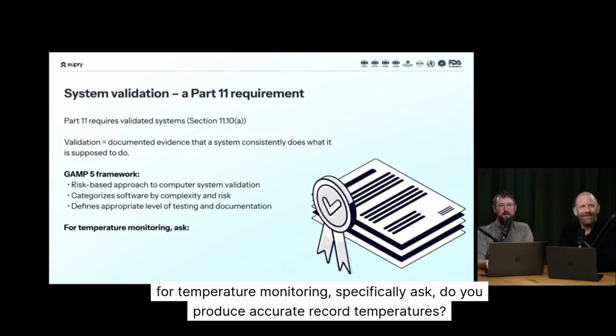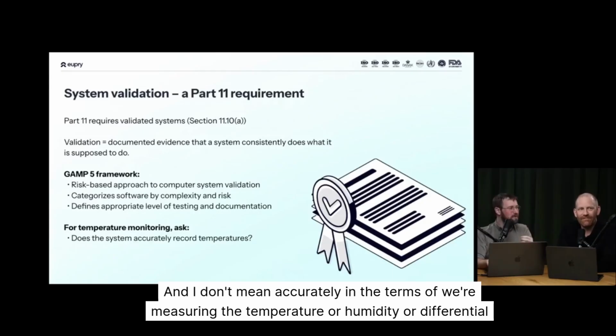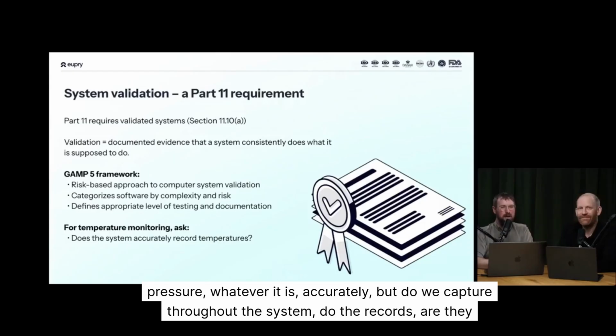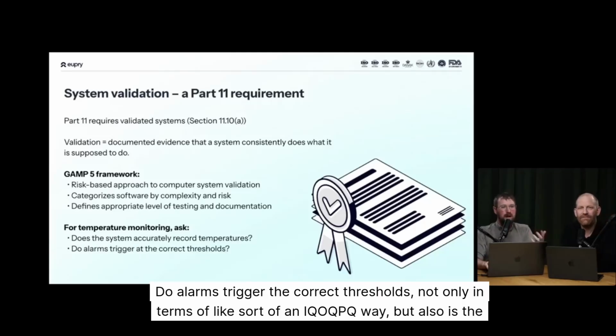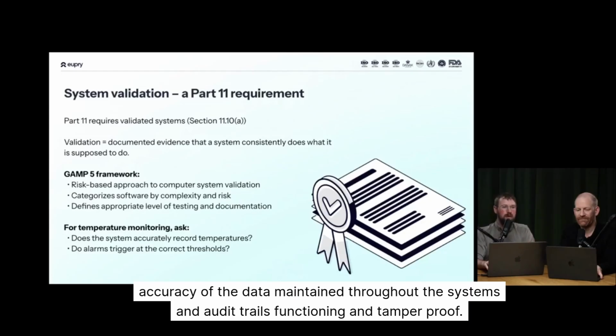So for temperature monitoring, specifically ask, do you produce accurate record temperatures? And I don't mean accurately in terms of measuring the temperature or humidity or differential pressure, whatever it is, but do we capture it throughout the system? Are the records accurately transferred through systems and applied to various export functionalities? Do alarms trigger at the correct thresholds, not only in an IQ, OQ, PQ way, but also is the accuracy of the data maintained throughout the systems?